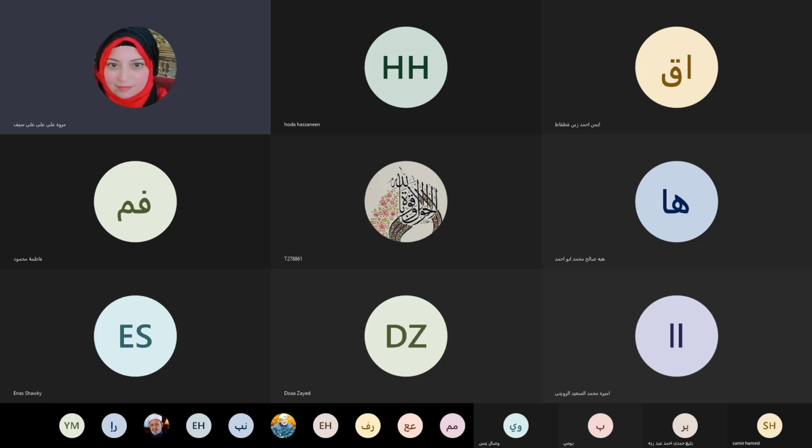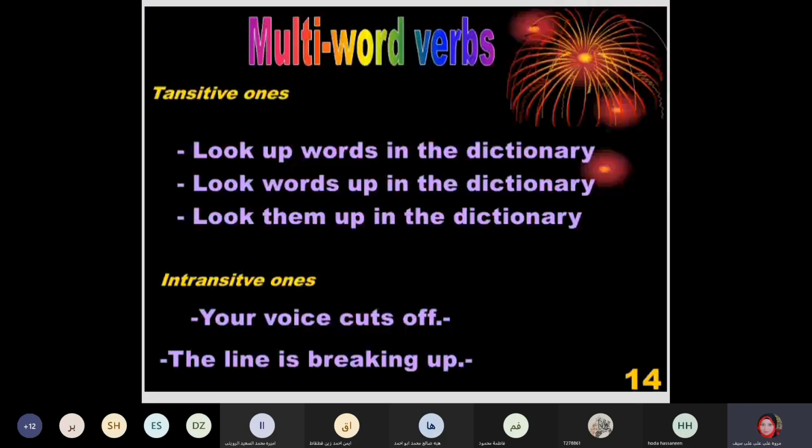Okay, let's move on to another activity again about the multi-word verbs. I have to introduce something here. Look at the statements in front of you. We have transitive multi-word verbs and we have intransitive multi-word verbs.